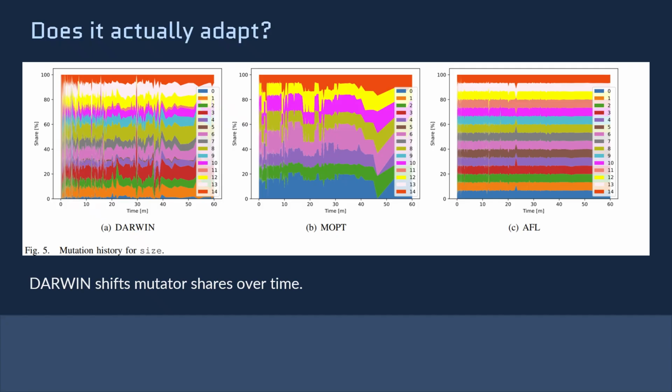So with Darwin, you can kind of see that certain mutators become more useful or less useful at certain times, depending on the part or the time of the fuzzing process and kind of what the target calls for.